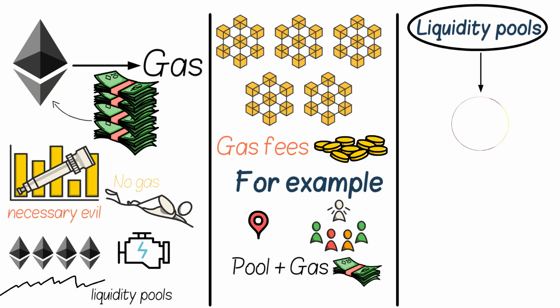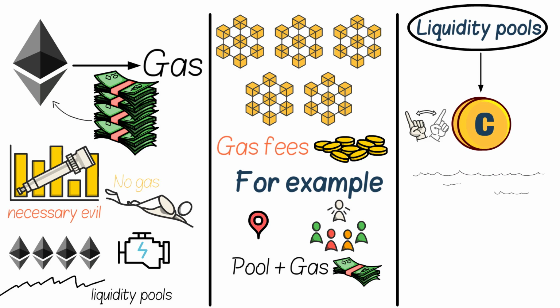Liquidity pools are an important part of the crypto space, and they play a big role in making sure that the markets are efficient. To summarize, a liquidity pool is like a swimming pool that changes capacity based on the amount of water participants bring.